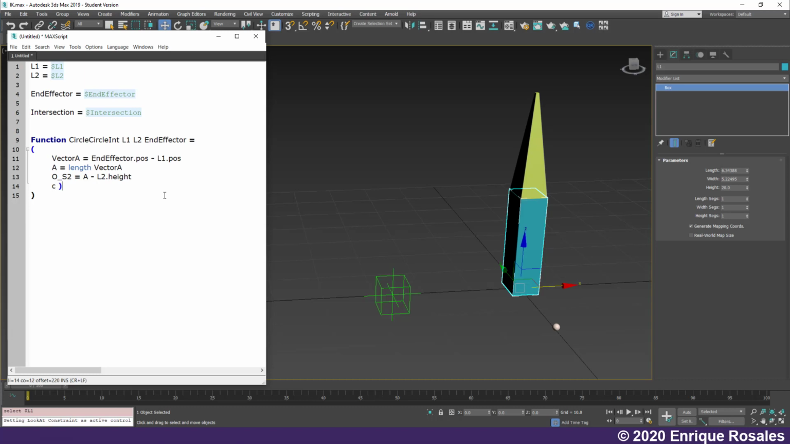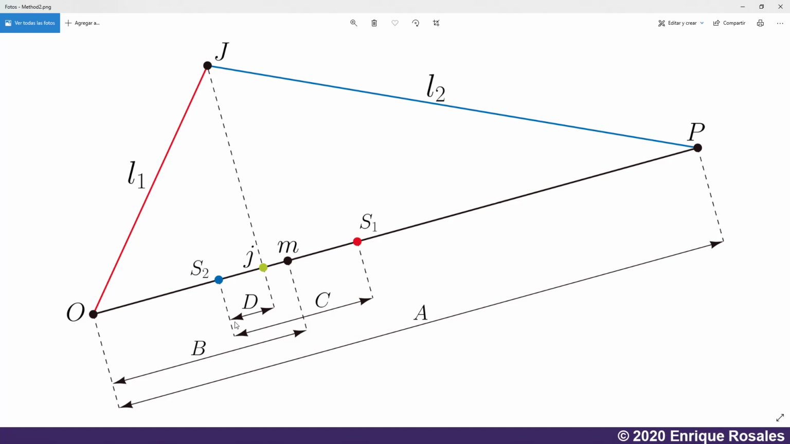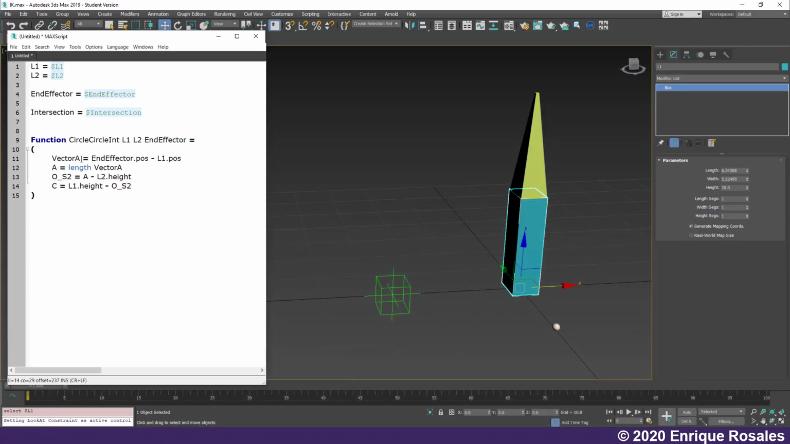So distance c will be equal to L1 minus this O, the distance between the origin and S2. Let's see why that is distance c. If we open this again, this distance c is L1, which is this distance from the origin to S1. This is exactly the same because remember S1 is the intersection between the first circle and this vector here. It's this distance minus the distance between the origin and S2, right? Good.